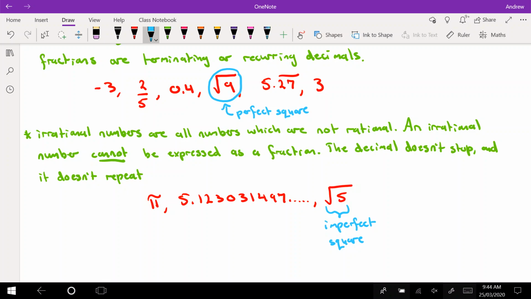So 2.5 is rational, right? 2.5 is rational because it's a terminating decimal. But then the square root of 5 isn't rational, because the square root of 5 isn't 2.5. The square root of 5 is something like 2.2 something, something. Oh. All right?